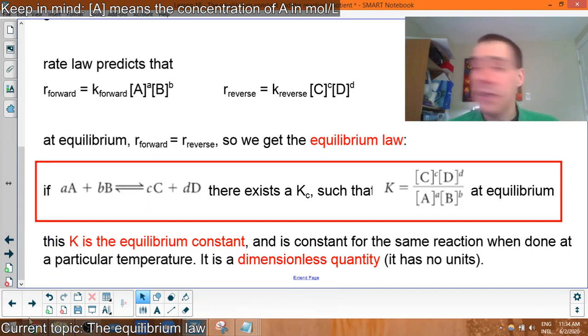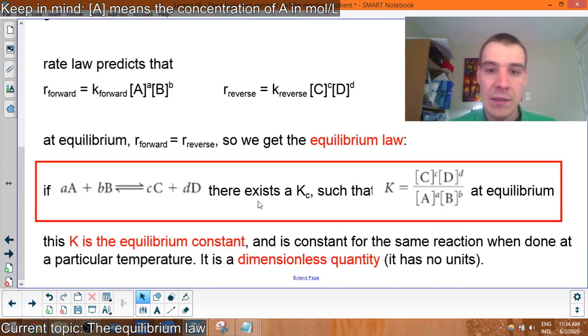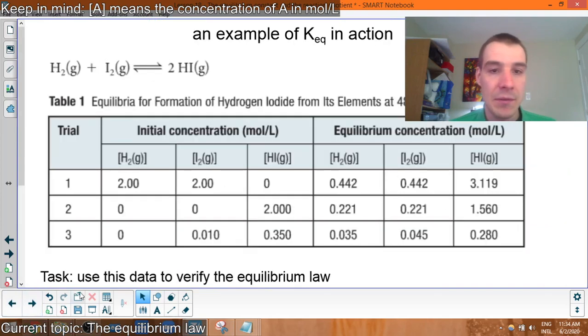So let's actually try an example of this. Here's an example of K in action. Here is our reaction. H2 plus I2 becomes 2HI. So what we want to do is determine an expression for the equilibrium. And we're going to use this expression here. K is products to the power of the products over reactants to the power of the reactants.